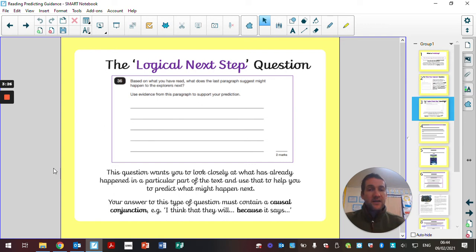Now, obviously, these are types of predicting questions, so it's not going to tell you what happens next. You need to use what you have read to come up with some logical and reasonable suggestion as to what happens next. So that's a logical next step. What's likely to happen?